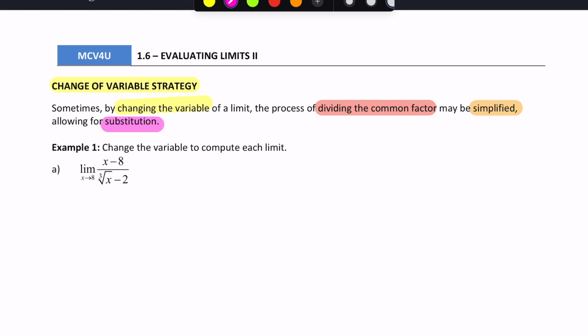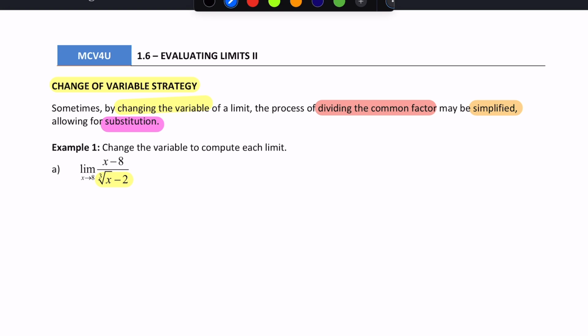So let's take a look at this first example here. It says the limit as x approaches 8 of the function x minus 8 over the cube root of x minus 2. If we look at the cube root of x minus 2, it looks like the first part of a difference of cubes.